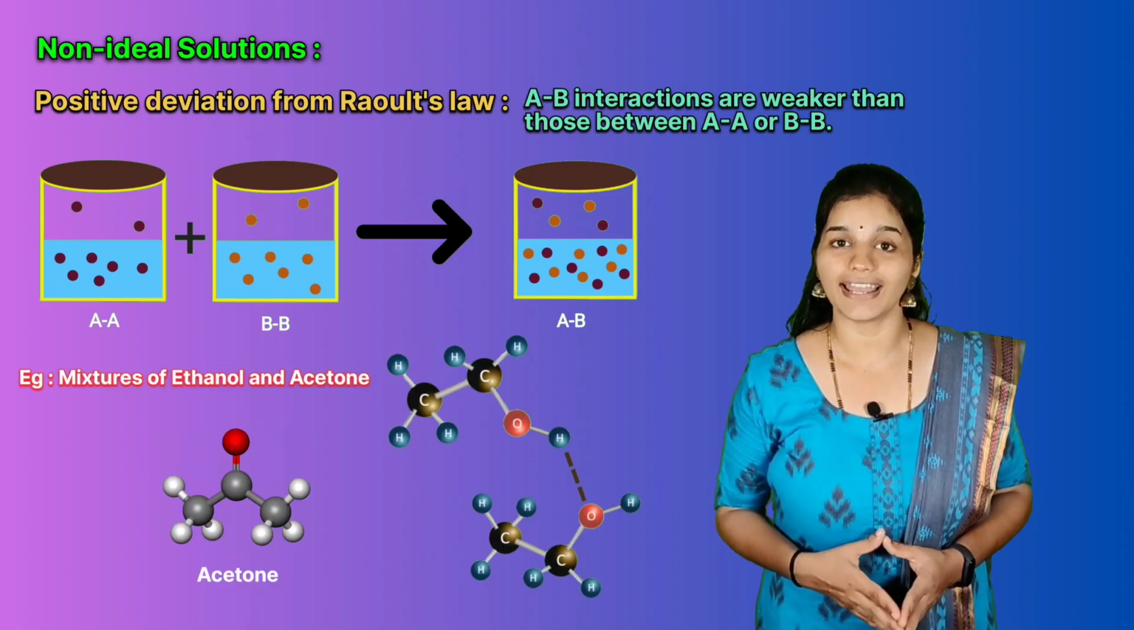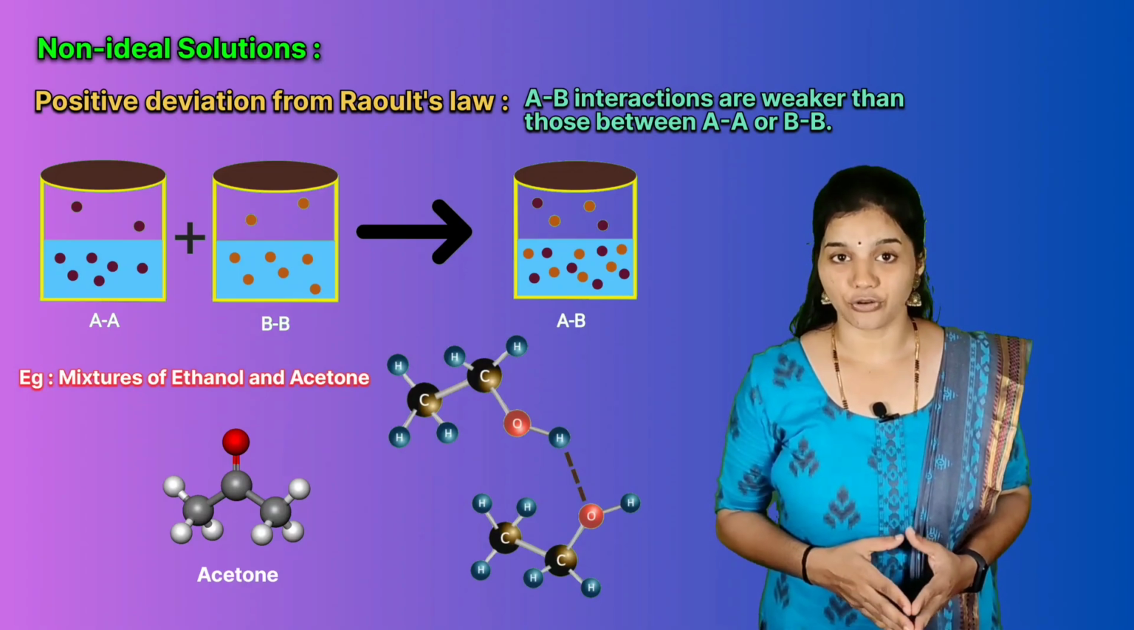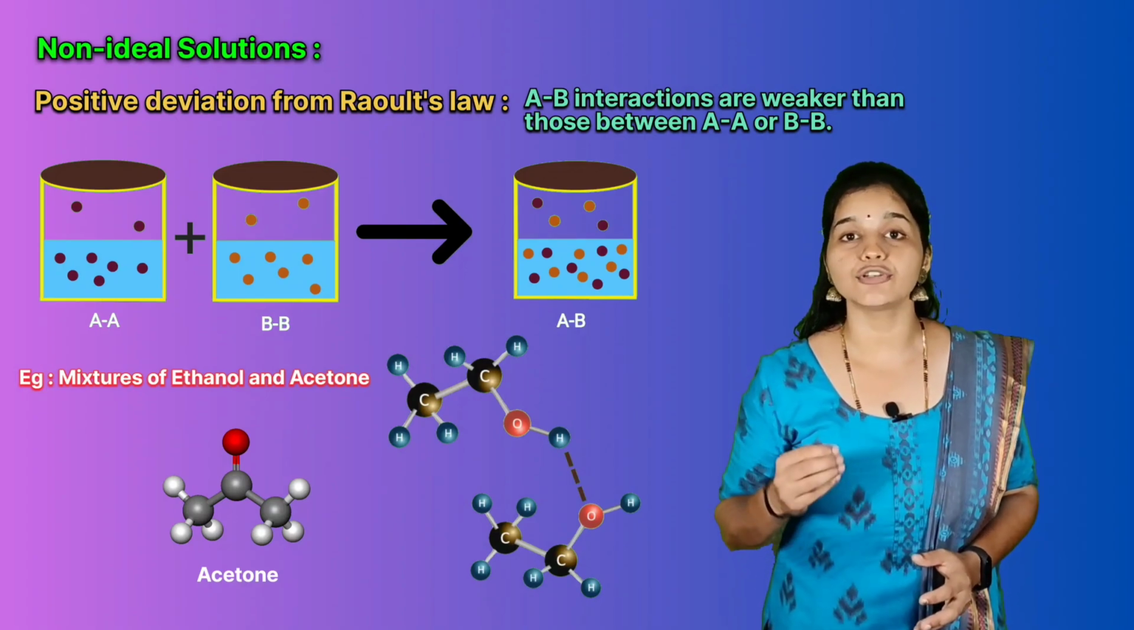Mixtures of ethanol and acetone show positive deviation. In pure ethanol, molecules are hydrogen bonded.